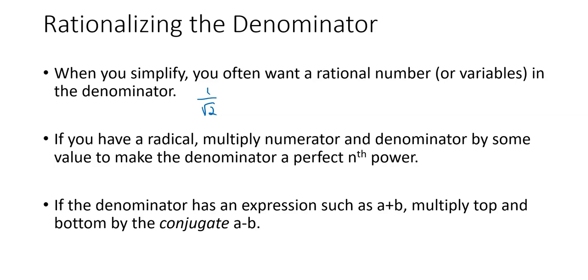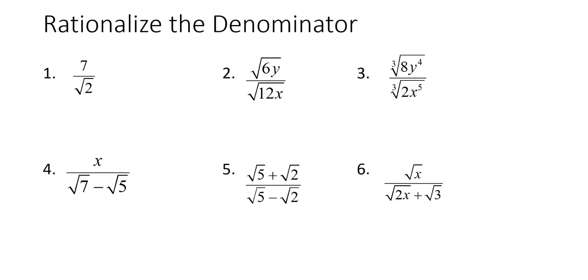So if I have a radical, multiply numerator and denominator by some value to make that denominator a perfect power, and then simplify it. The harder ones are what happens when that denominator is an expression like a plus b or square root of a minus square root of b. Then what you have to do is multiply the top and the bottom by the conjugate. So I got 6 examples, and we might work through all 6 of them because this takes a little bit of practice. So the first one is easy.